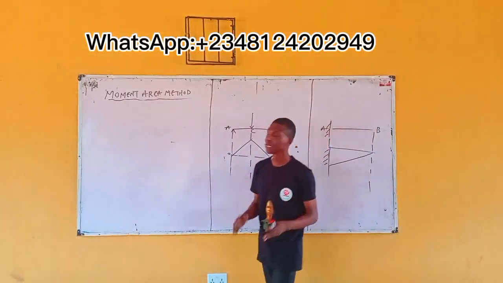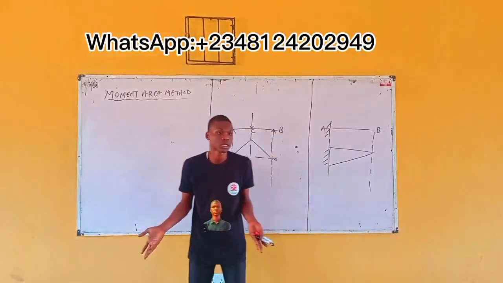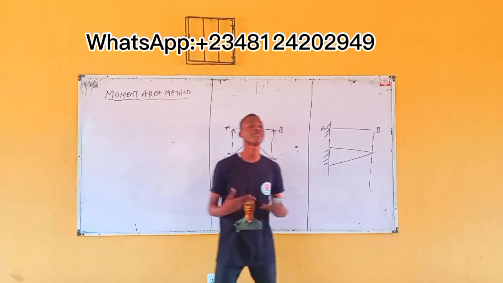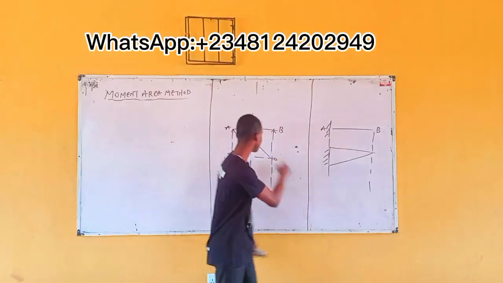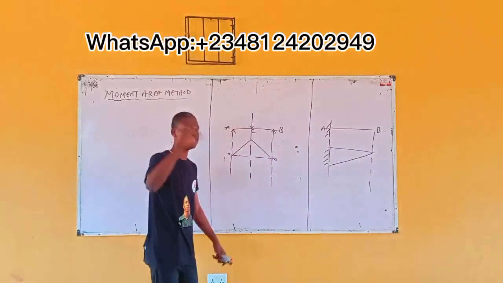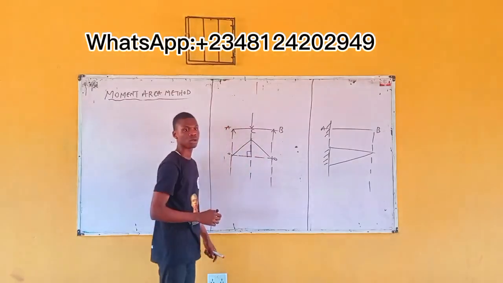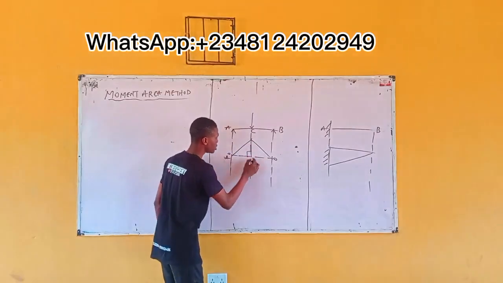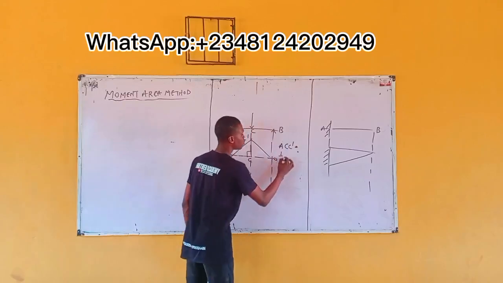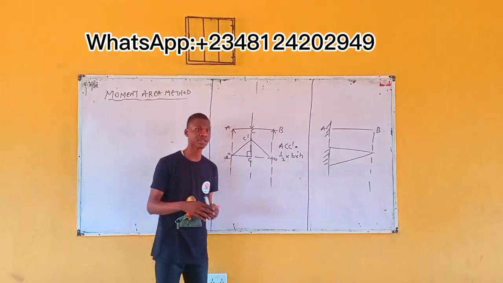Alright, now moment area method, as the name implies, you are making use of moment, you are making use of area. The area in this case is the area of your bending moment. This bending moment has its area. You can relate it to geometry. Let's say from here you have a right angle triangle. Call this A, call this C, call this C prime. The area of ACC prime is what? 1/2 times the breadth times the height. That's what it means by area.